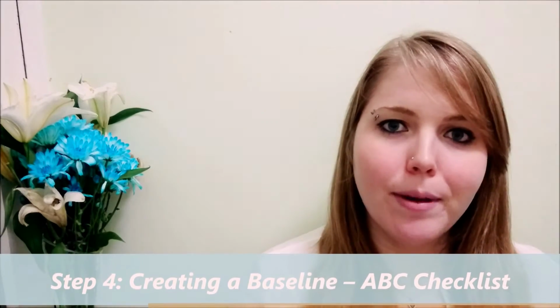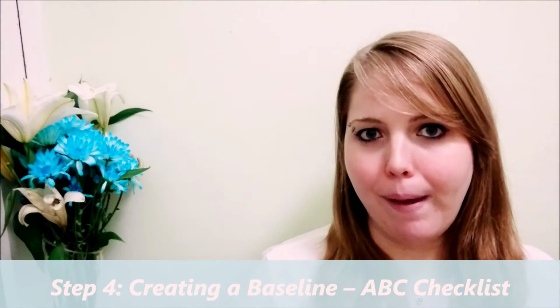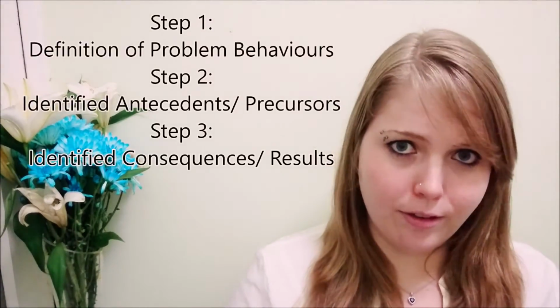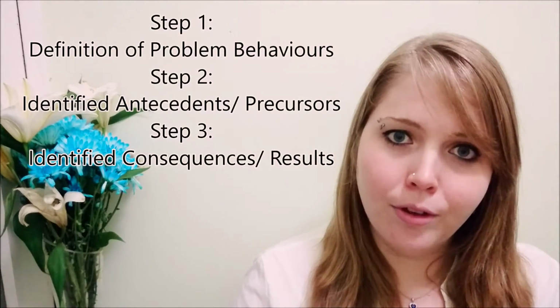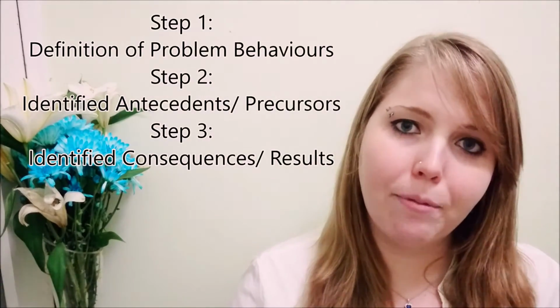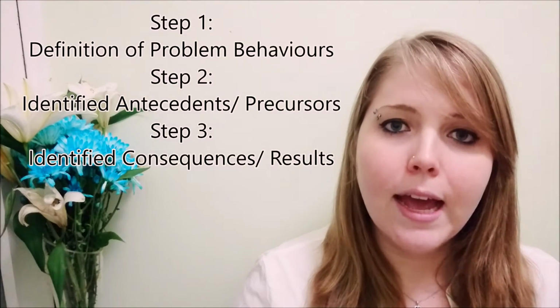Step 4. Determining a baseline. You want to determine a baseline of your problem behaviour so then you can later assess improvements during and after treatment. You'll want to use the information from Step 1, definitions of the behaviour, Step 2, the antecedents, Step 3, the consequences, and combine these in a table as well as a column for the time each episode occurs. This will be called your ABC checklist. Here is one I've created earlier.